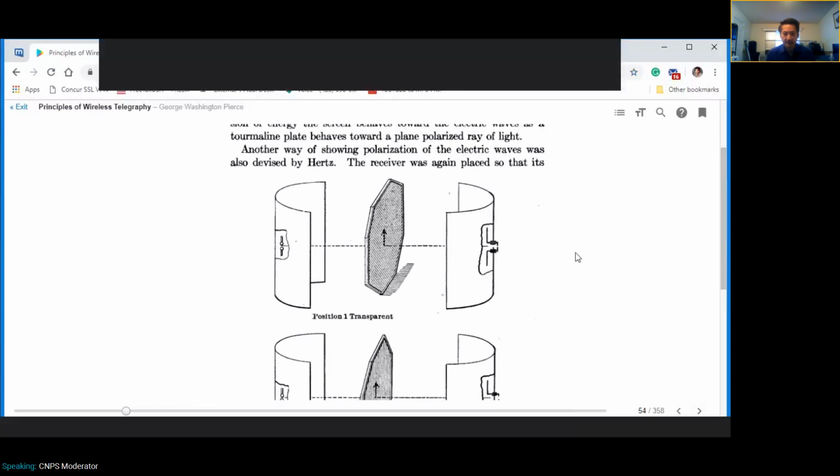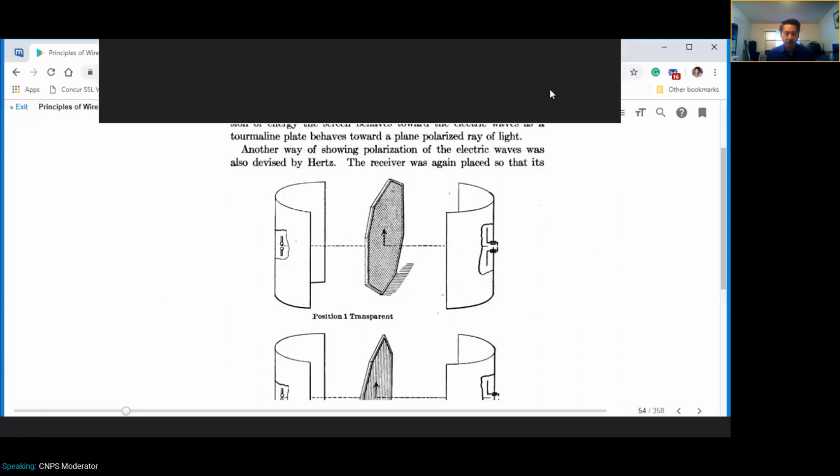So what he did is that he went and he stuck this wire grid between them and then turned it around to see if that would make any difference. So the grid could have been either horizontal, which is perpendicular to the transmitter, or it could have been vertical to the transmitter. So I was kind of curious. Does anyone have any ideas or guesses as to what would happen when you do this?